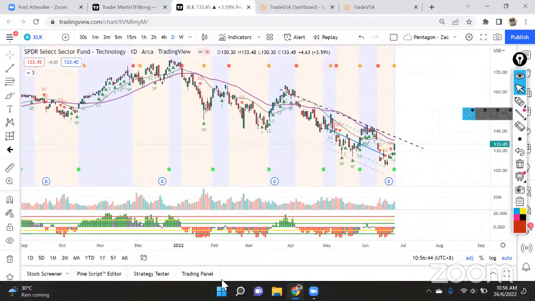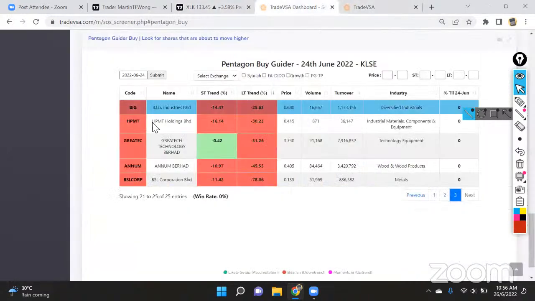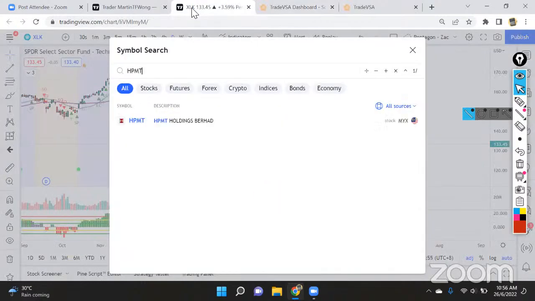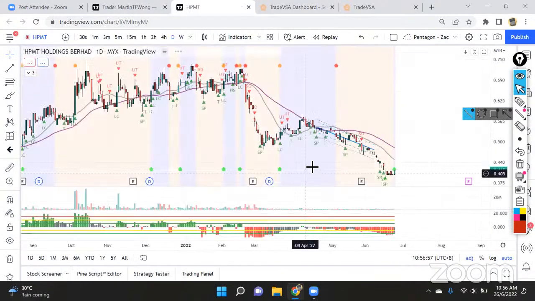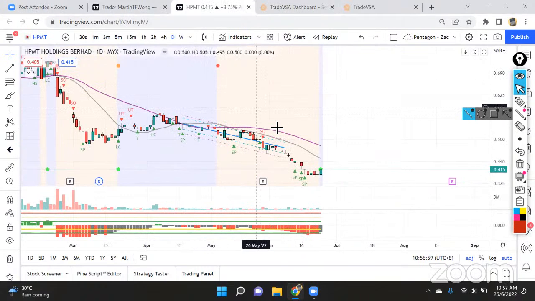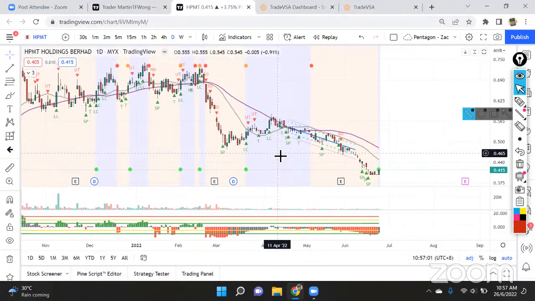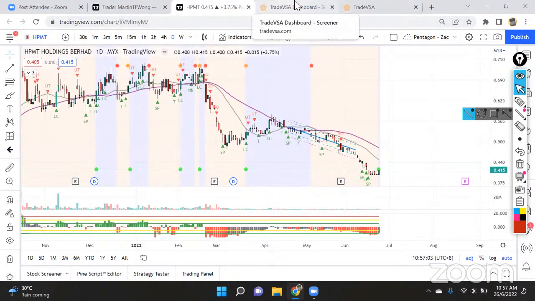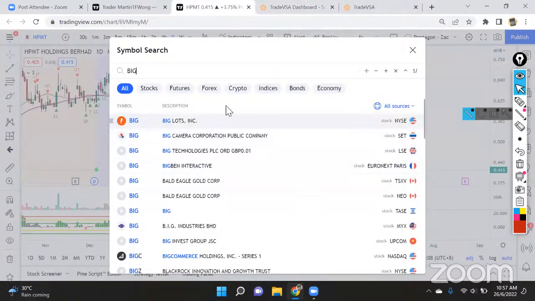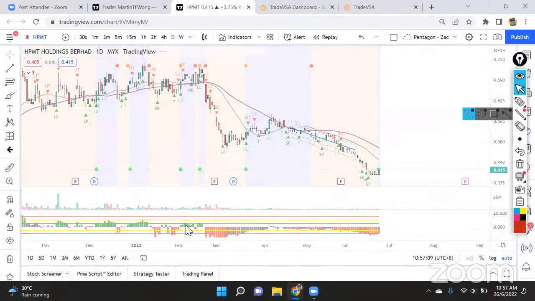Okay, anyone got any questions so far? If not, I'll take two more counters over here. If you got any questions, just let me know, or maybe any stocks. HPMT. Okay, this one's still in downtrend. Nothing to see there. Nothing to monitor. HPMT and BIG. Okay, BIG. Still into BIG.